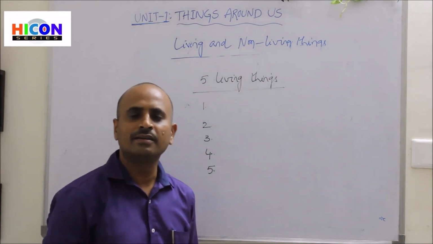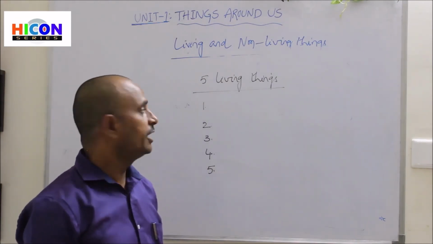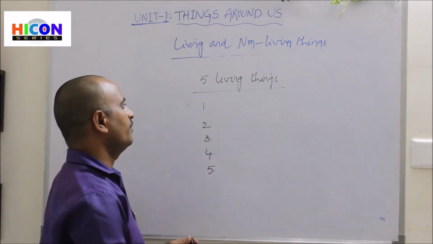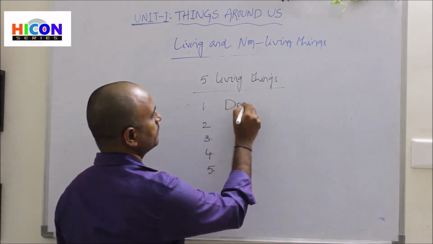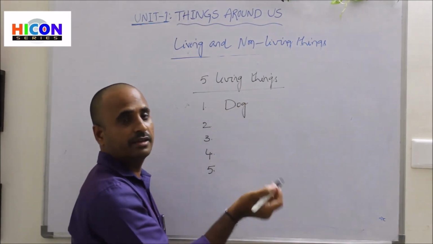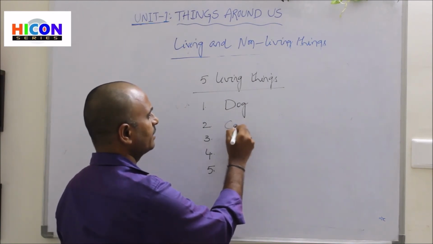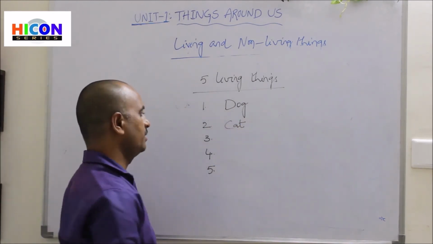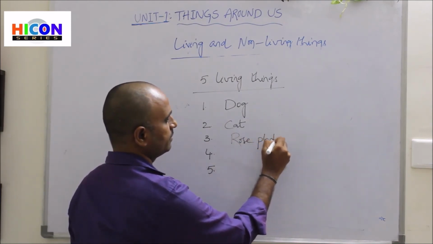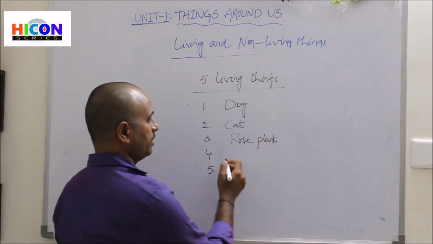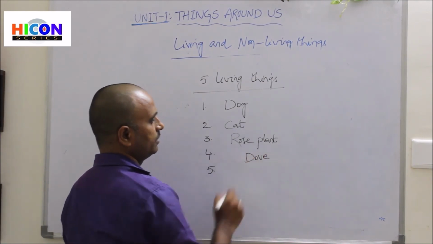Has anyone completed? Okay, I will write the names of 5 living things. The first living thing I will write is dog. We observe dogs daily in our surroundings. The next one is cat, and a rose plant in your garden or in your house. And I will write a sparrow or a dove. A dove is a bird.